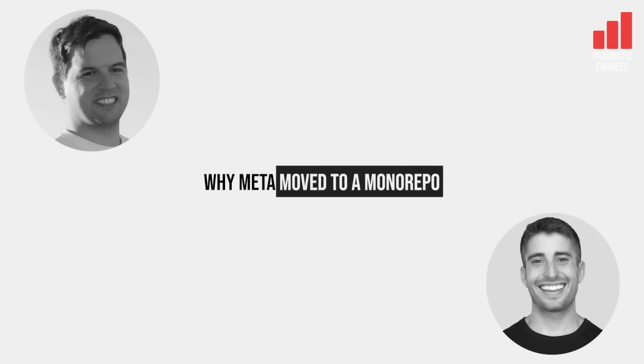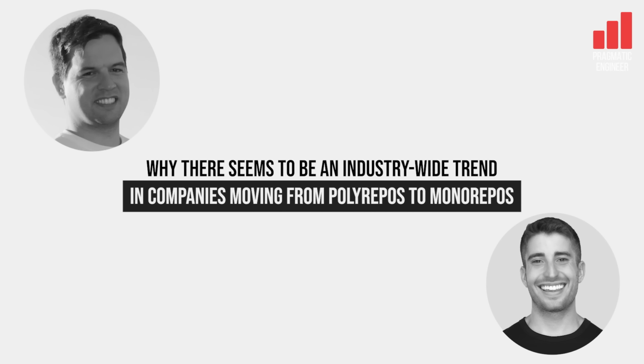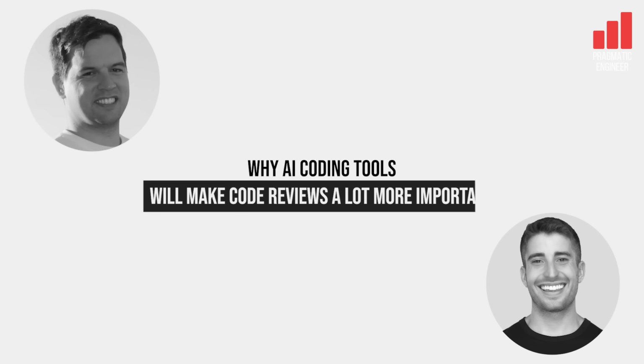Why Meta moved to a monorepo, and why there seems to be an industry-wide trend in companies moving from polyrepos to monorepos. Why AI coding tools will make code reviews a lot more important, and more. If you're interested in how effective engineering teams work these days and approaches trending in this group, this episode is for you.